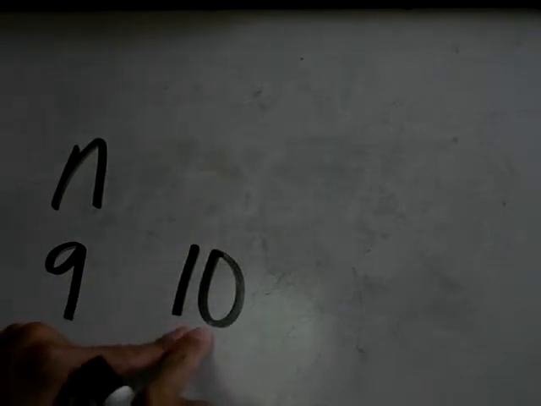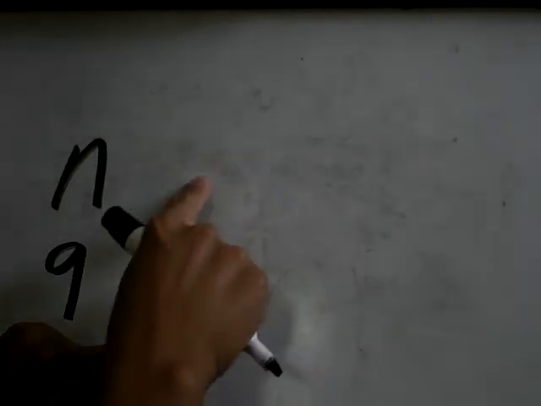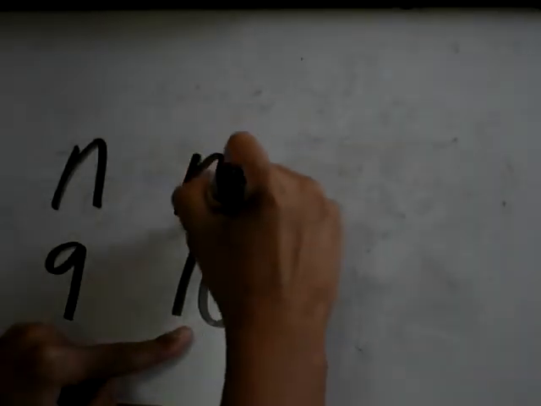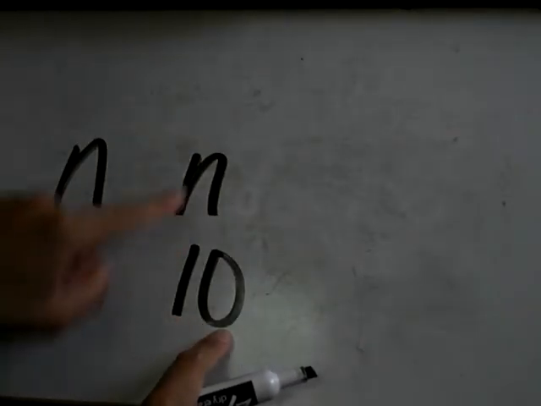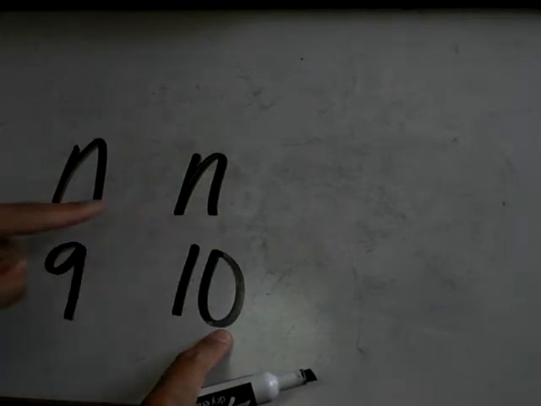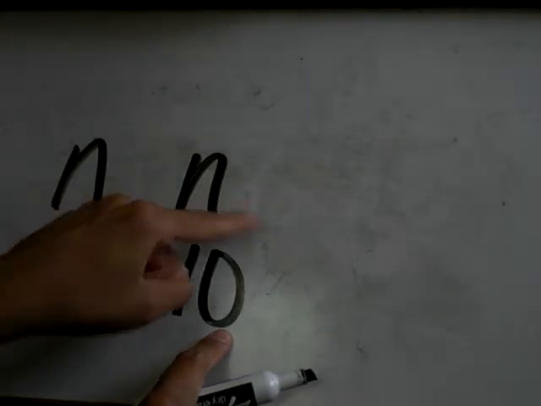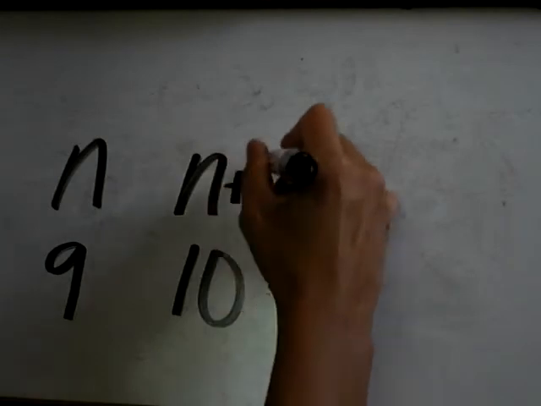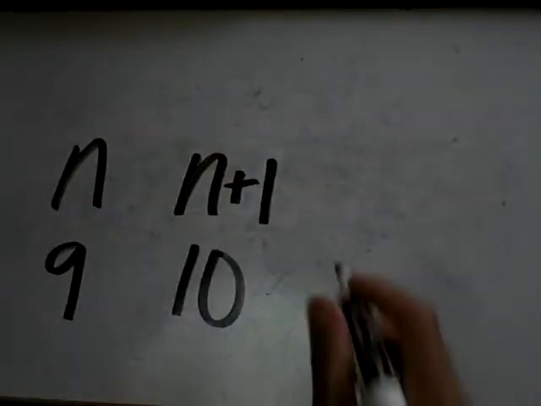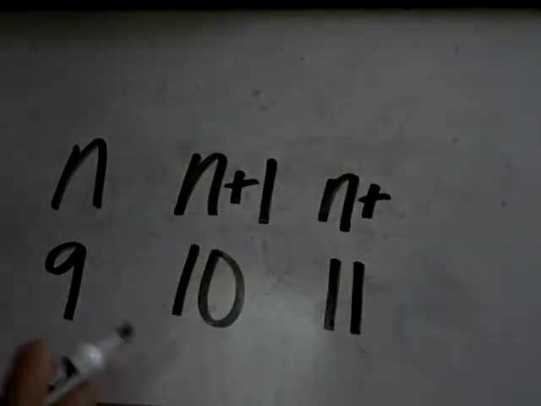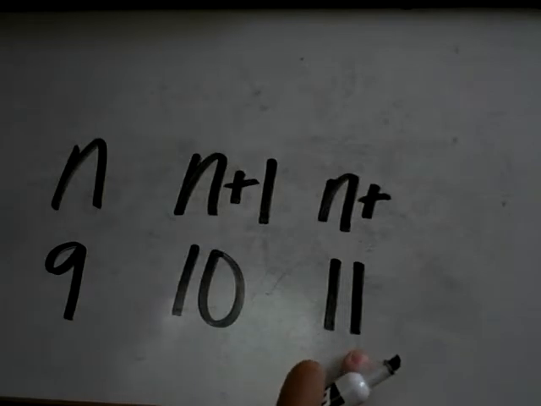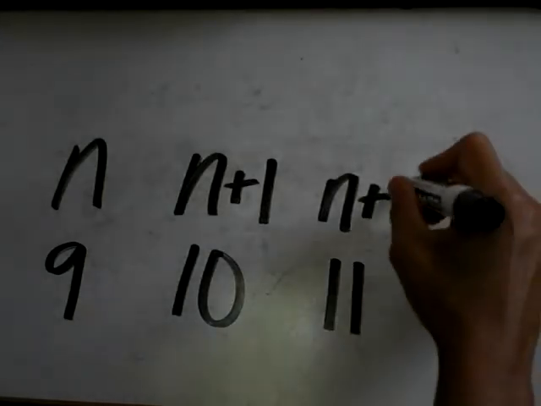So now we have to think of an expression that includes the variable n to get to 10. That would be n, which represents 9. So 9 plus what gives us 10? Well, we already know that we have to add 1. Then to get to 11, n plus what will give us 11? So 9 plus what will give us 11? It would be 9 plus 2.